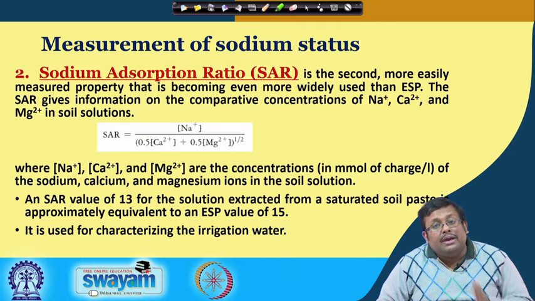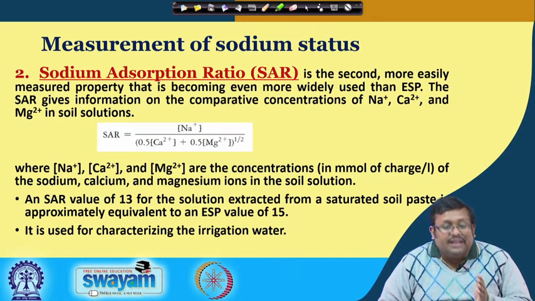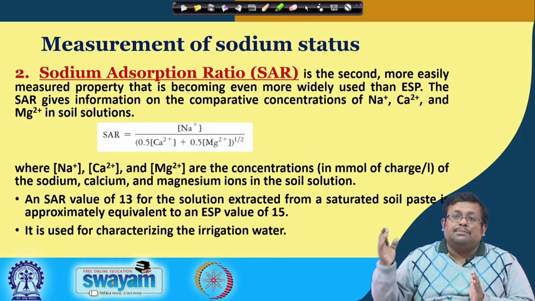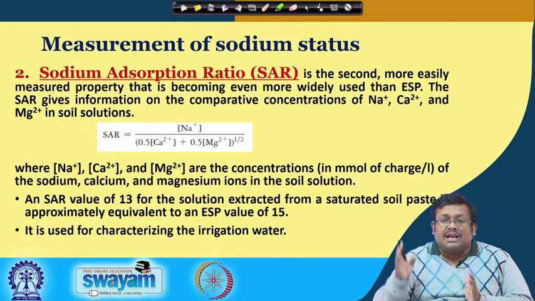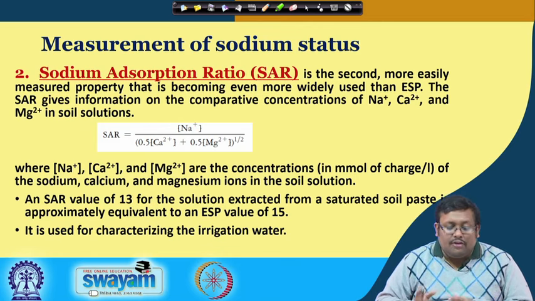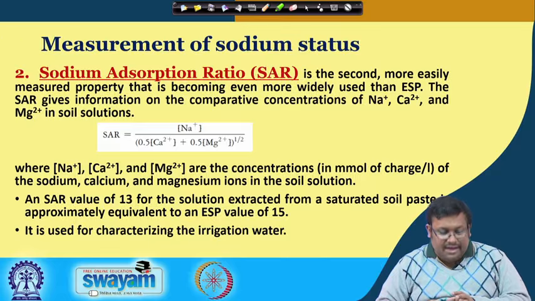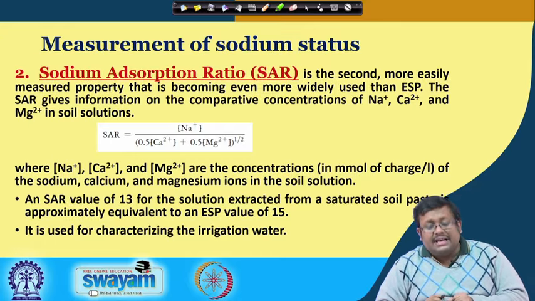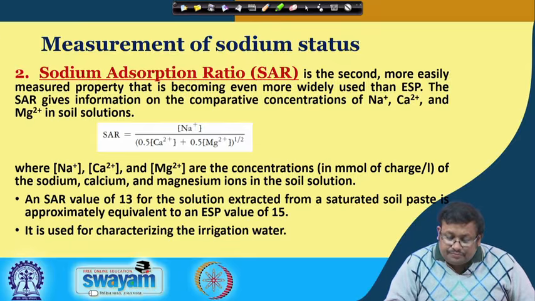In case of SAR, again remember that the cutoff value is 13. When the SAR value goes beyond 13, that means it is a sodic soil. Now, an SAR value of 13 equals an ESP value of 15, so these are basically equivalent. It is also used for characterizing irrigation water.